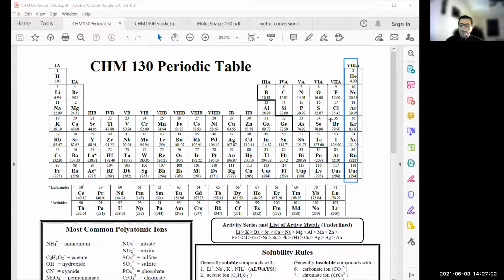Okay, and bromine, which is right here, and mercury, which is right here, are liquids. Okay, and so we have 12 gases, 2 liquids, and guess what? Everyone else is solid. Okay, solid.